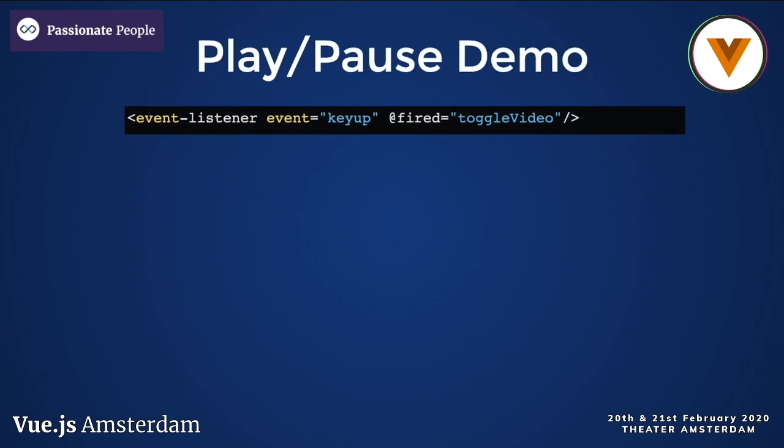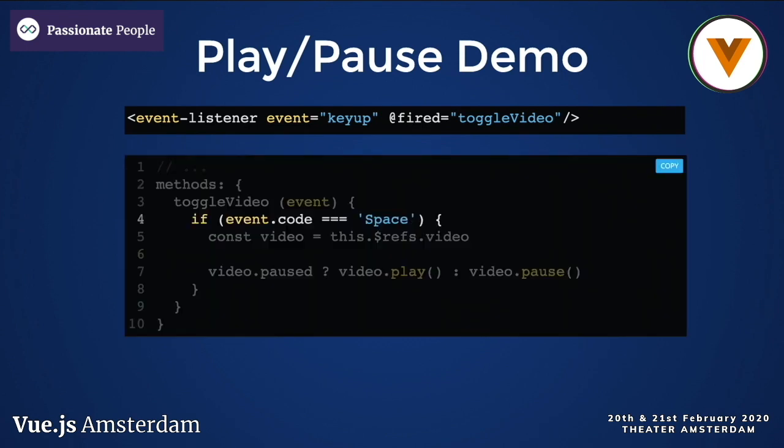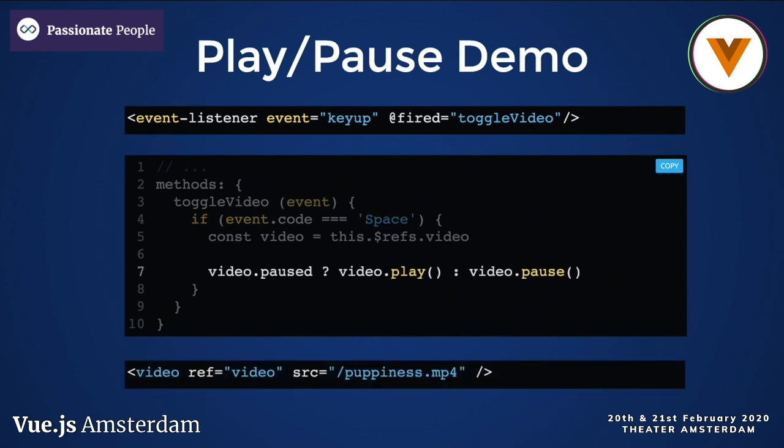In this case, I listen for the keyup event, and then I toggle the video. And since we are listening for any keyup event, I need to filter, I need to check if the key that I really wanted to act upon is actually pressed. So I have this conditional, and then I conditionally play or pause the video based on the current state. And notice here that I use a ref to easily access the video DOM element directly in our component.